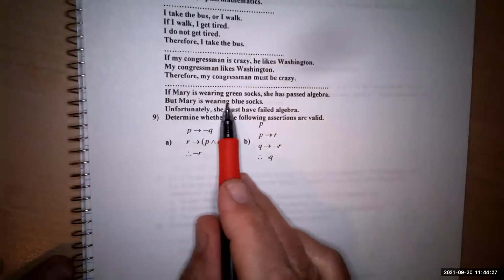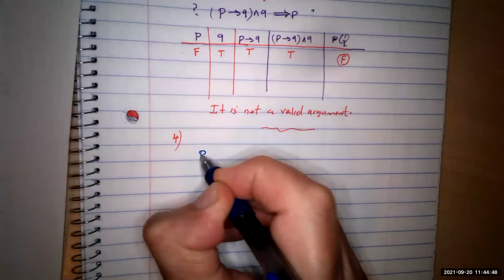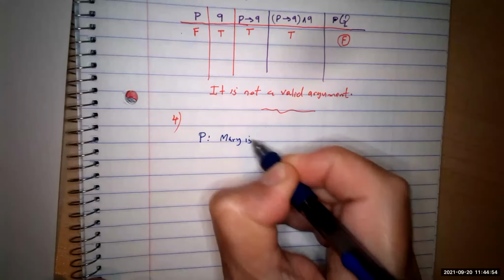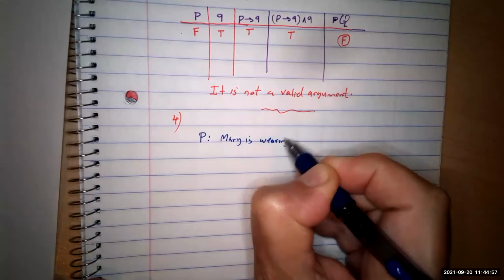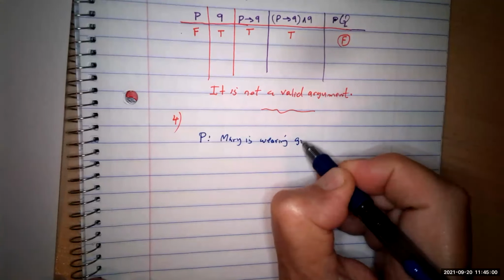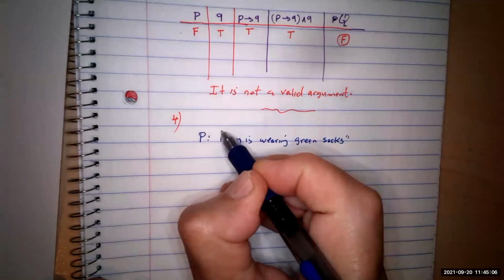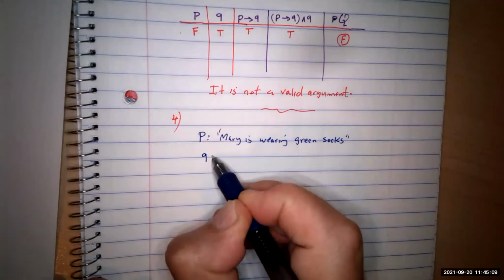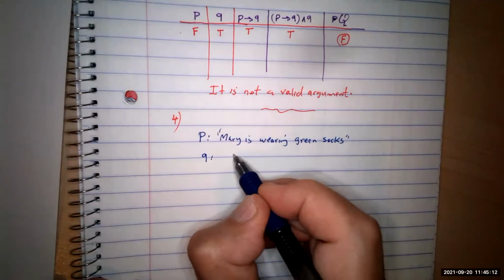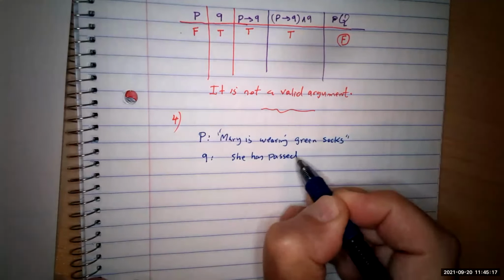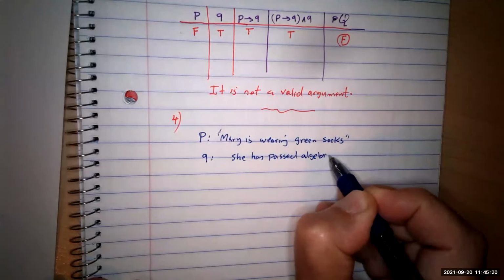So put them together. We need two variables only. Suppose that P is the fact that Mary is wearing green socks. So that's the first part. That's a P, and you need a Q. Q is she has passed algebra. So that's all we need.